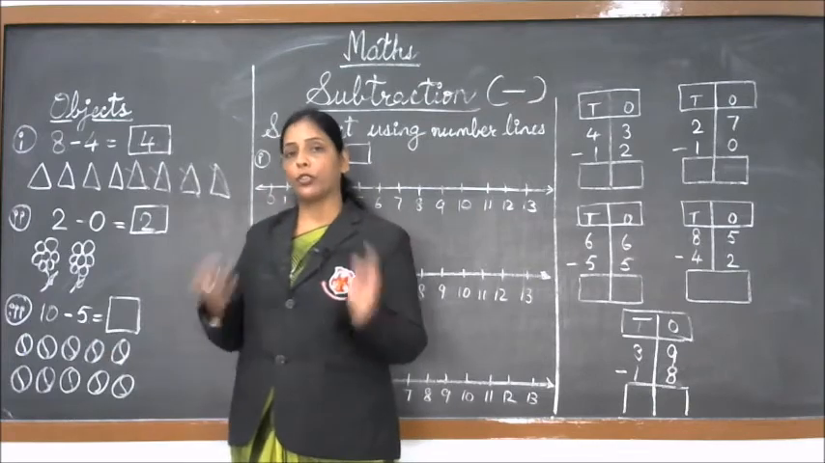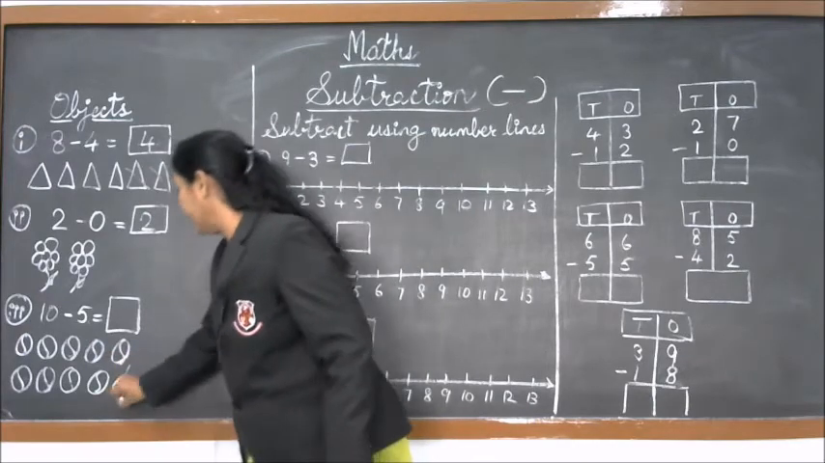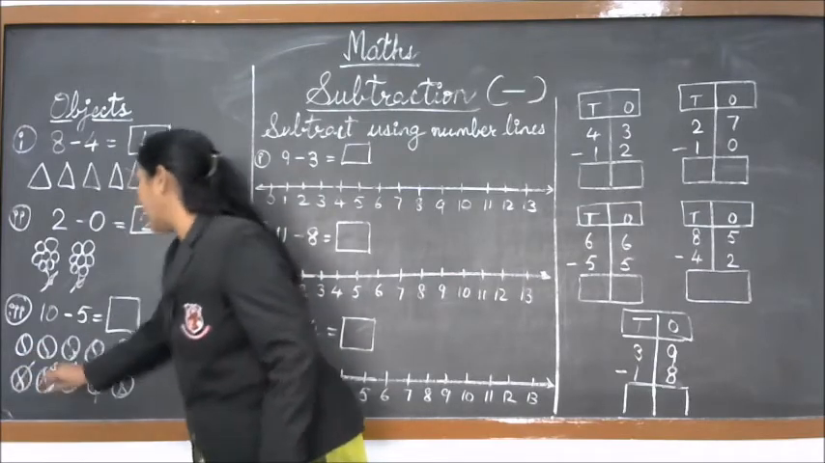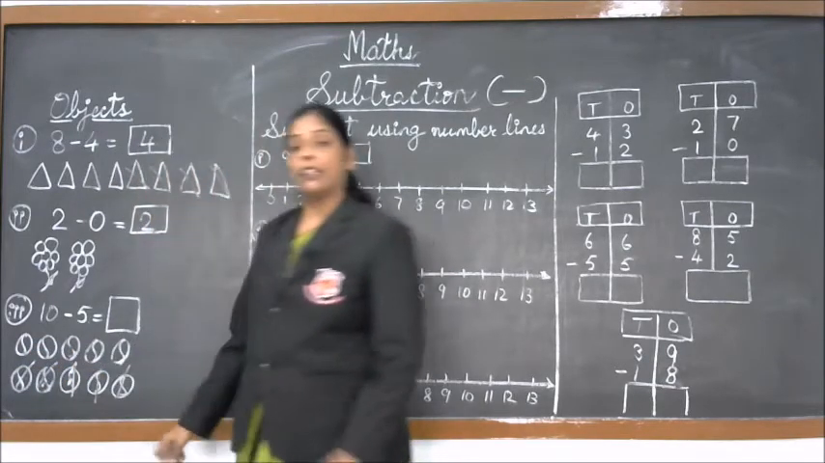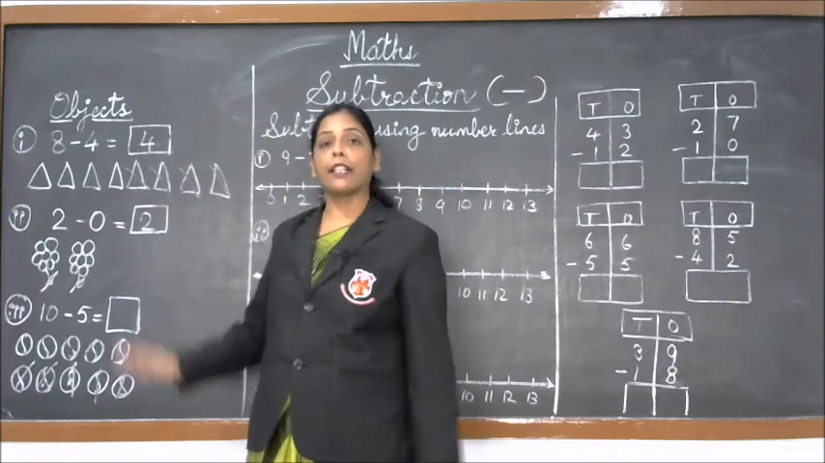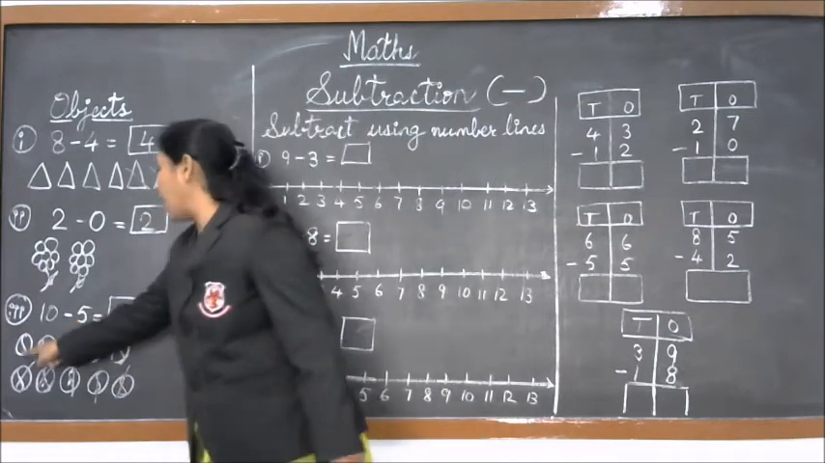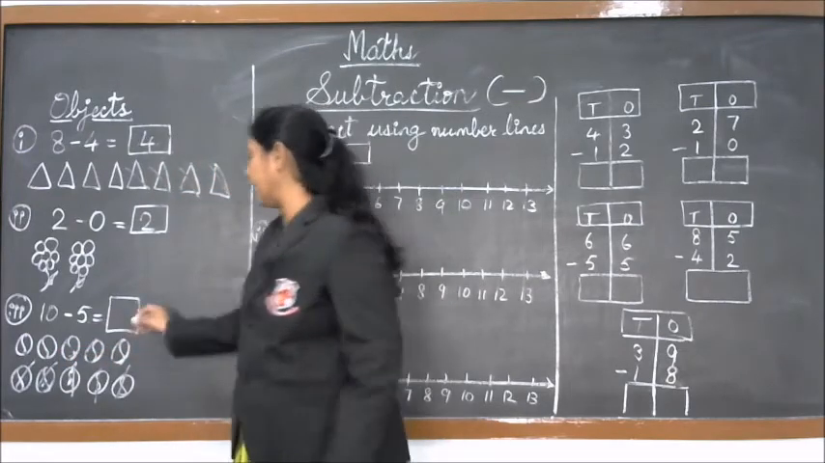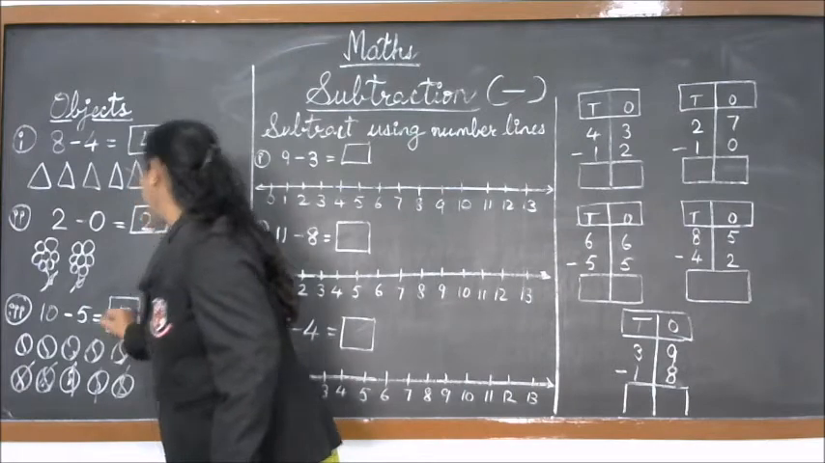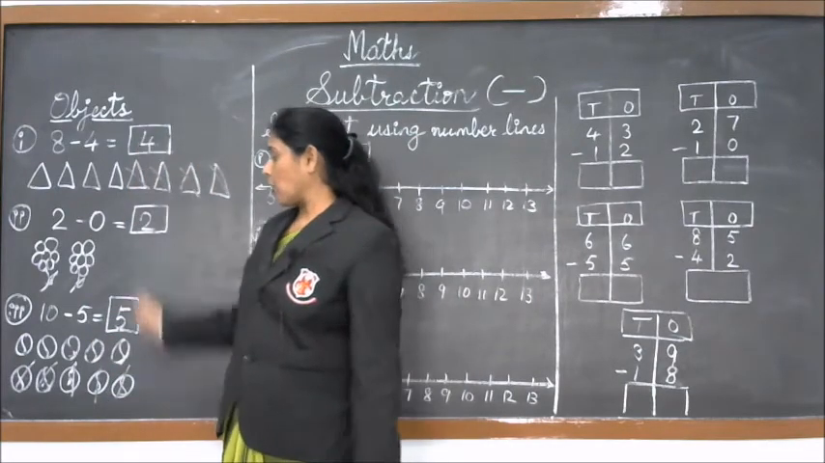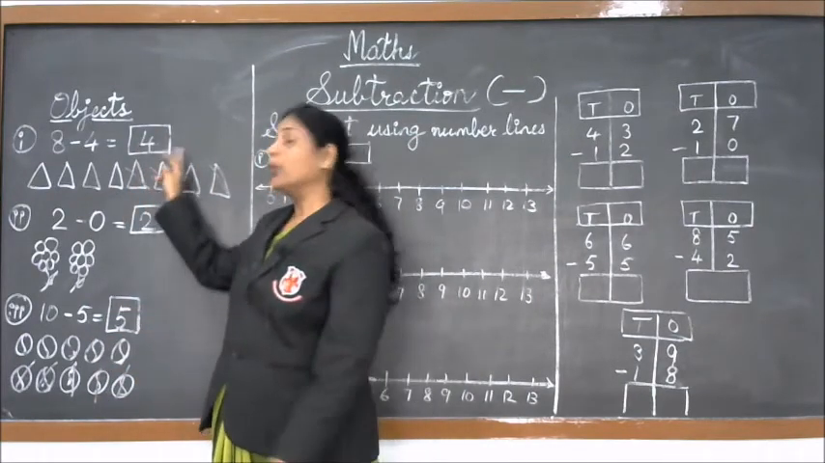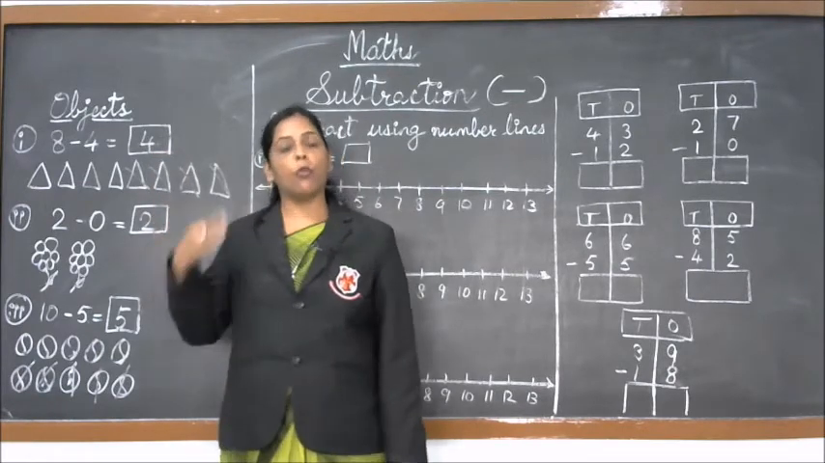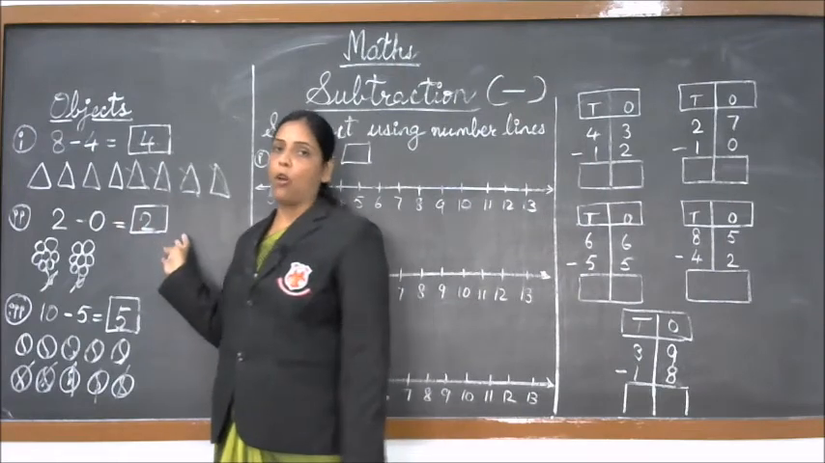So now I am going to kick them out. Come on. 1, 2, 3, 4, 5. I have kicked out 5 balls here. So how many balls are remaining out of 10? 1, 2, 3, 4, 5. That means 10 minus 5 will give you 5. I hope you have understood these objects and subtraction using the objects. In the same way you can draw more objects and practice the sums.